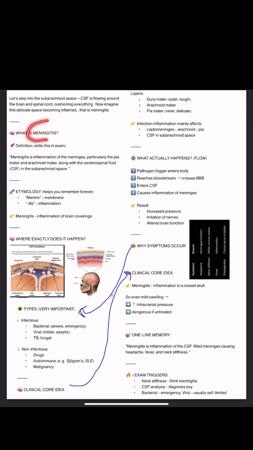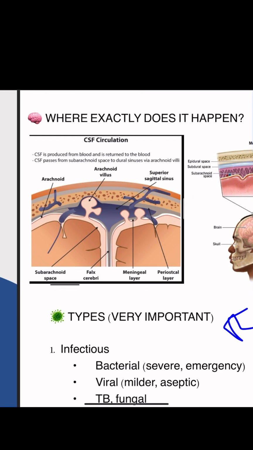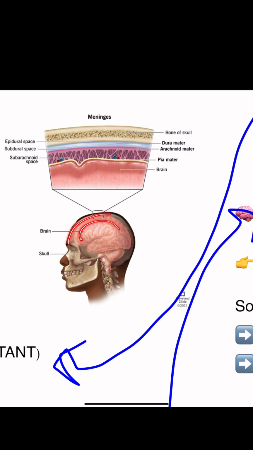First of all, let us see what is meningitis. We know the brain's meninges, the coverings. This is the brain, this is the skull, bone of skull, dura mater, epidural space, subdural space, arachnoid matter, and this is pia mater, and this is the brain tissue.